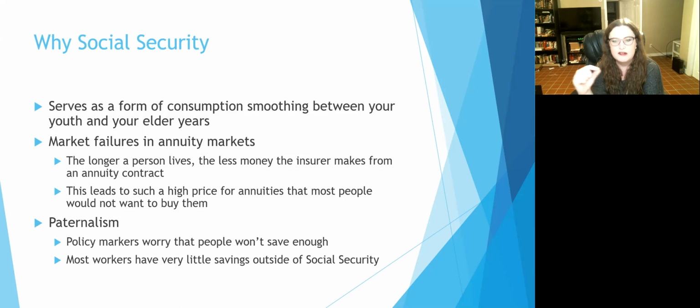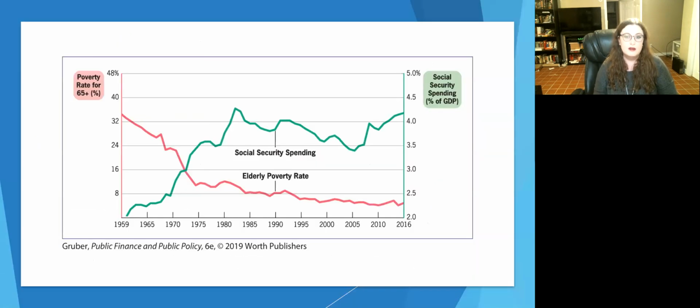Policymakers worry that this is the situation that will happen, that we will have a lot of elderly individuals that did not save enough, and therefore they will be extremely impoverished in their elder years. So we know that this is the case. Outside of Social Security, most workers in the United States actually have very little savings. So we have this in place to at least have some sort of safety net. It's not going to be the same as the amount of money that you had. It's honestly not even a whole bunch, but it's enough to be able to pay the bills and to have some sort of subsistence after the time of retirement.